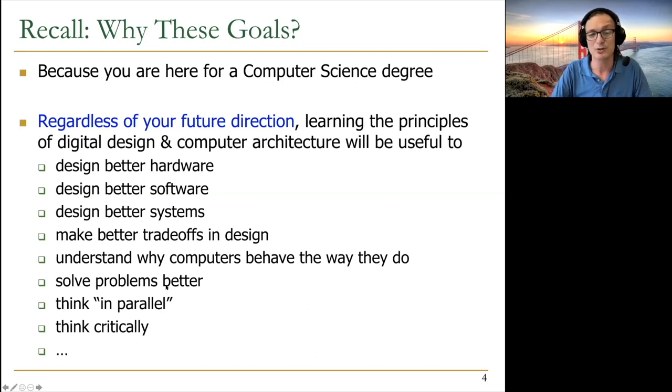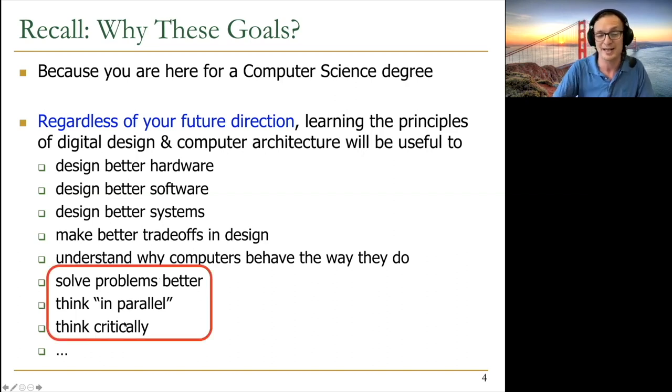But whatever you choose in this list over here, design better hardware, software systems, make better trade-offs in any design, solve problems better. It could be any problem. Think in parallel and think critically. Hopefully this course helped you. And as I said, the last three are the most important, perhaps. I mean, these things hopefully you understood, but the last three are the more generally applicable skills going into the future. Solving problems, thinking in parallel, and thinking critically.